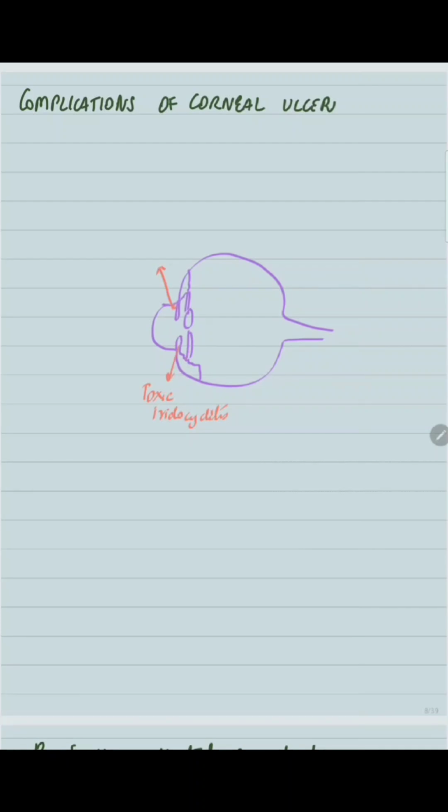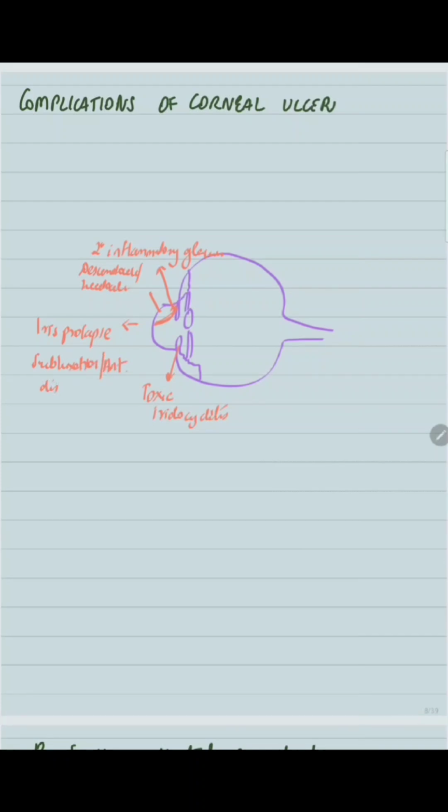Secondary inflammatory glaucoma can be there, as fibrous exudates can block the anterior chamber angle. Descemetocele or keratocele can be present. Perforation can cause iris prolapse. There can be subluxation or anterior dislocation of the lens.